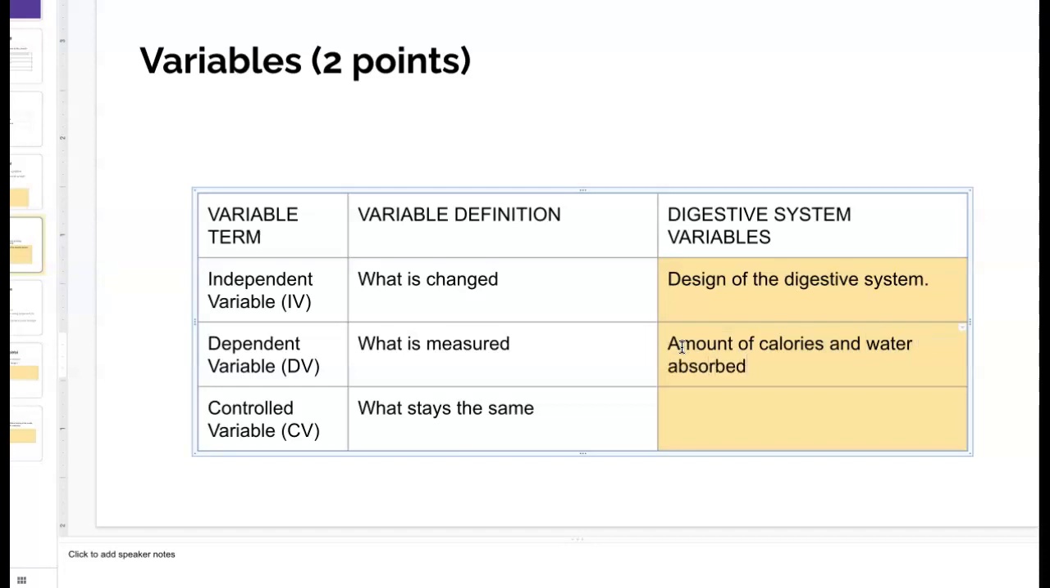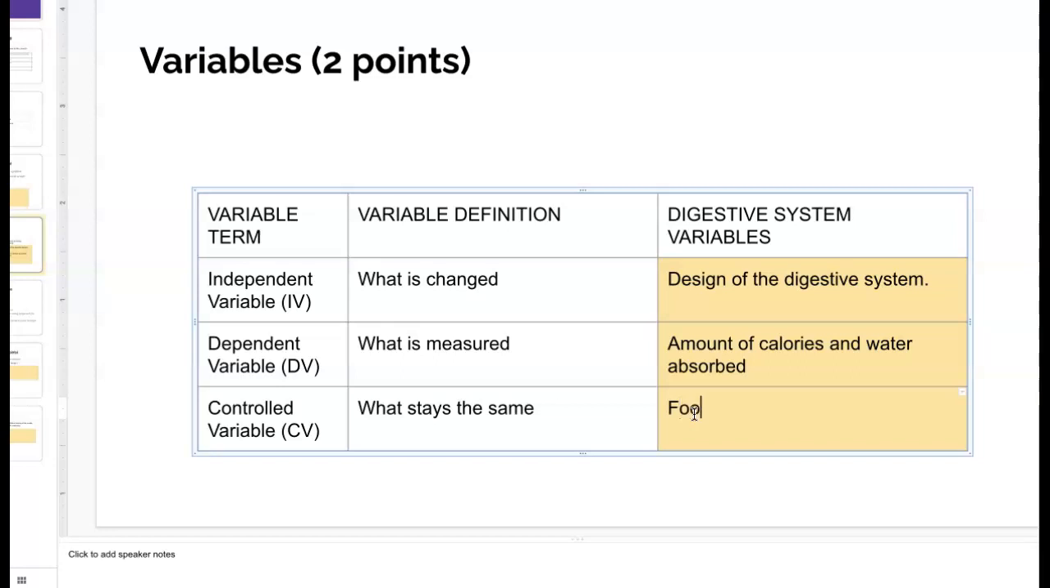Okay. Dependent variable, what you are measuring, will be the results, meaning the amount of calories and water absorbed. All right, that's the dependent variable. You won't see it on this criterion summative. You will see this on the next summative, which is for Criterion C. But for now, all I want is for you to understand that what you're measuring is the amount of calories and water absorbed.